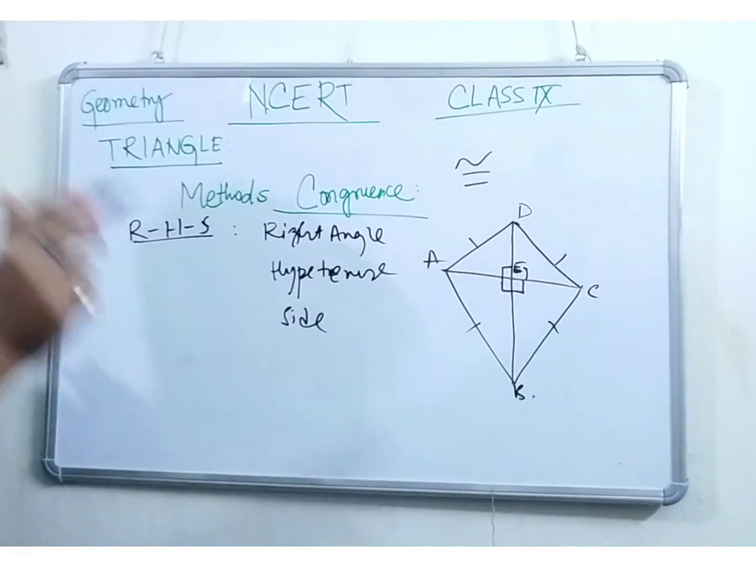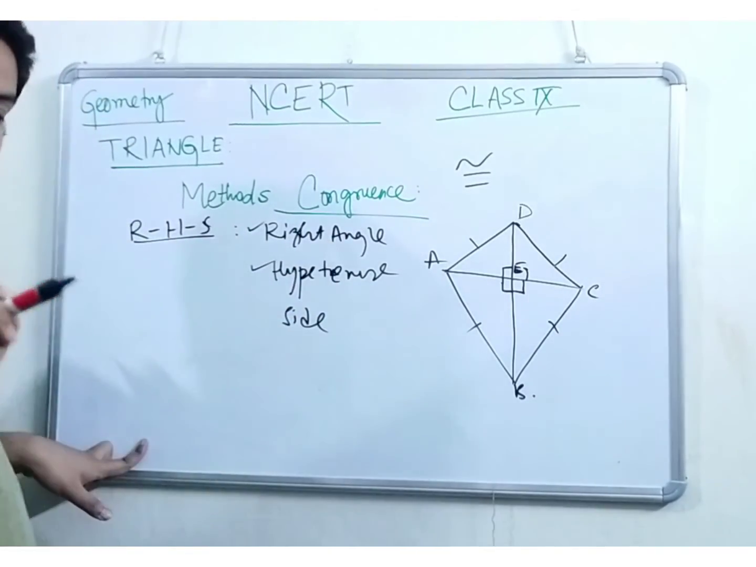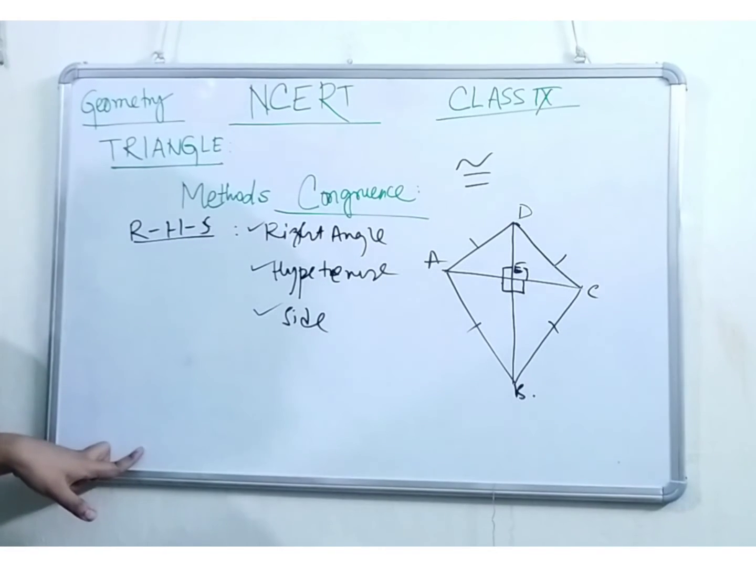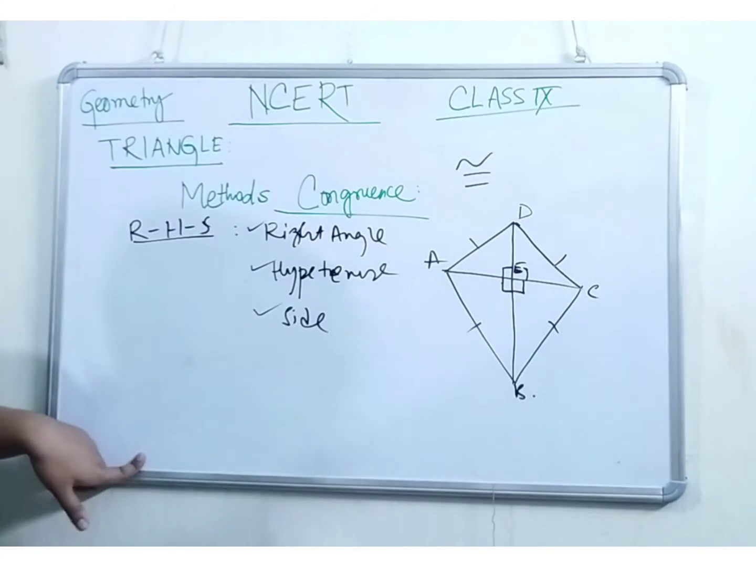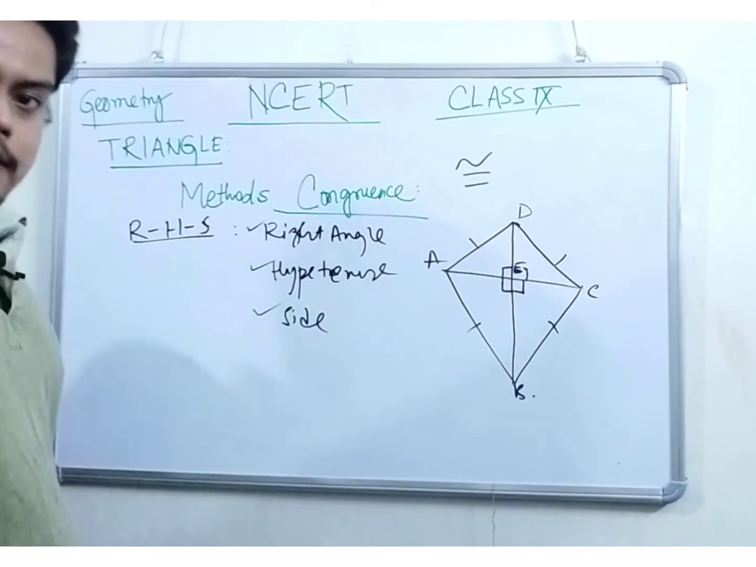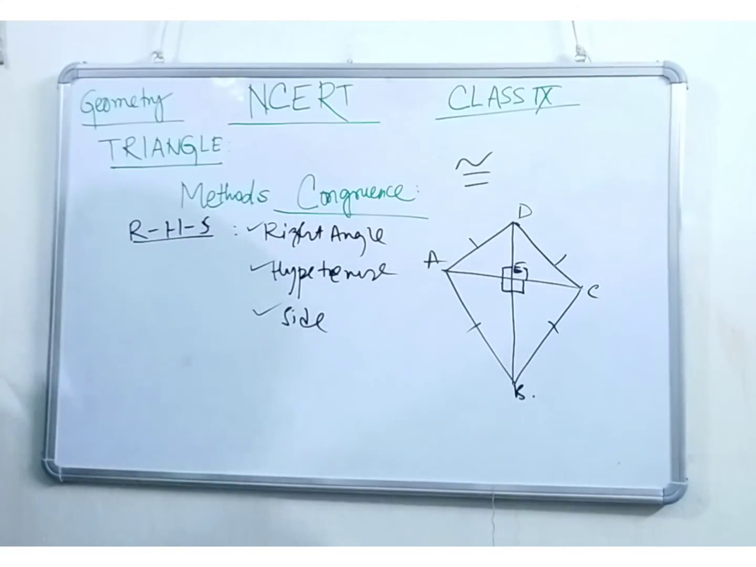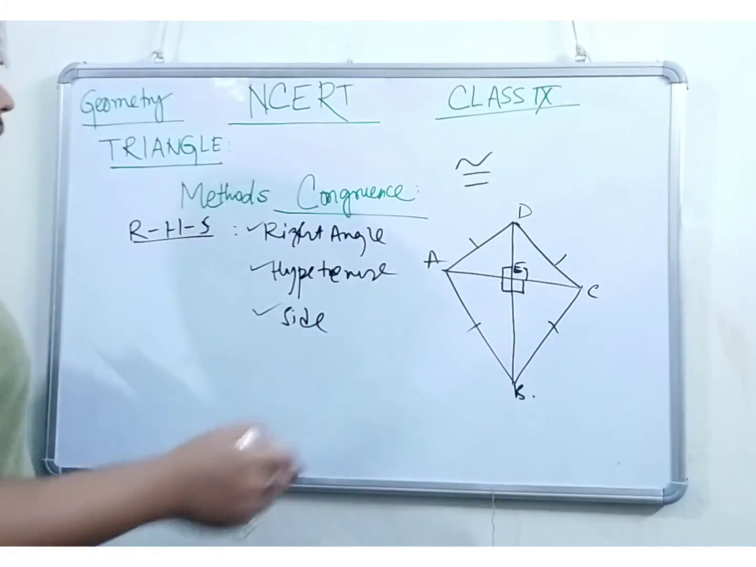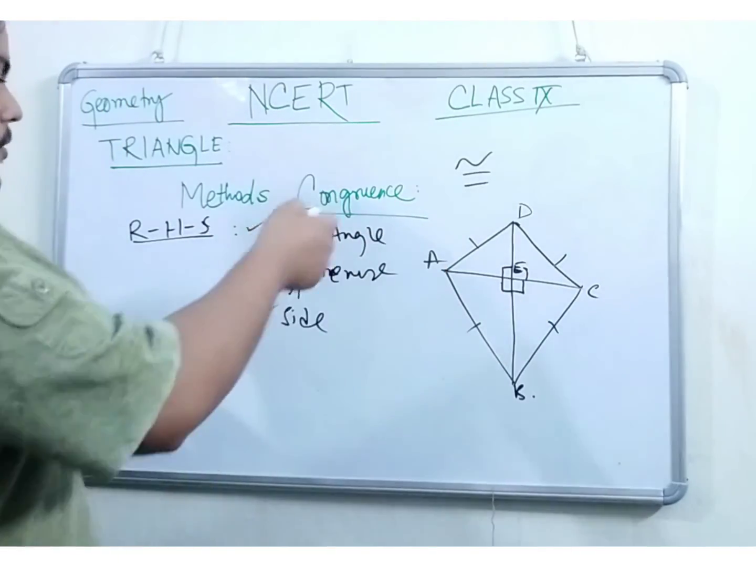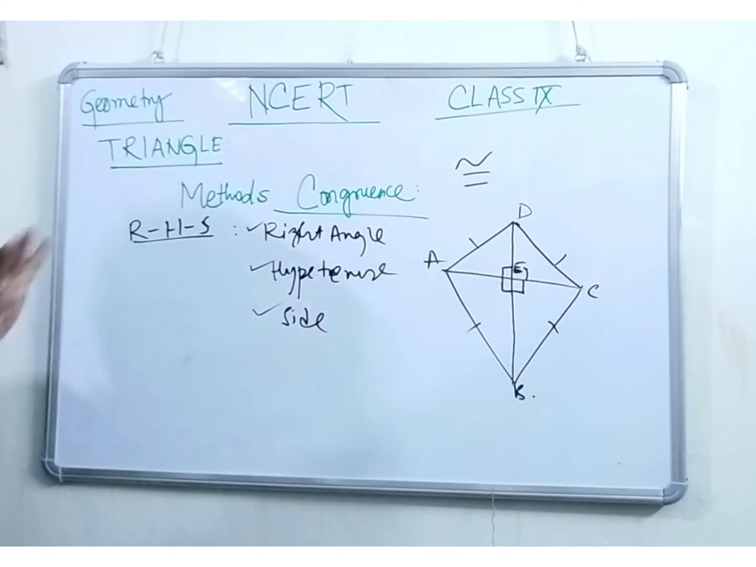So there should be two triangles, both right angle triangles. If their hypotenuse and any one side become equal, these triangles will be congruent. I repeat, both of them should be right angle triangles. The hypotenuse and any other side will have to be equal, then they are congruent. The logic behind it is, if the hypotenuse and a side become equal, the other side will also be equal, so it follows the SSS rule. So these are the four methods of finding out the congruence of triangles.